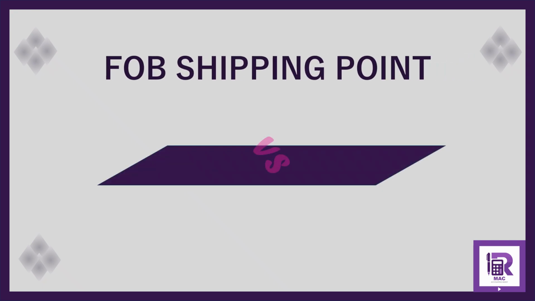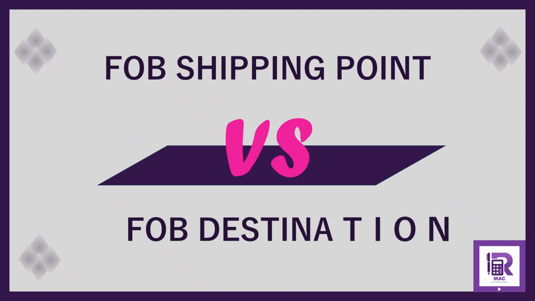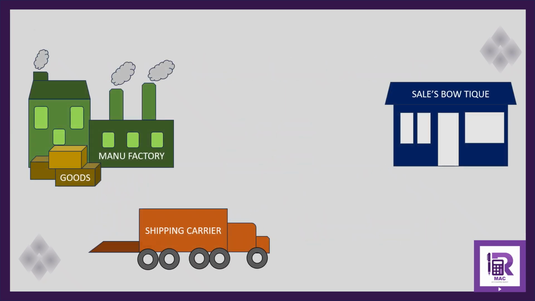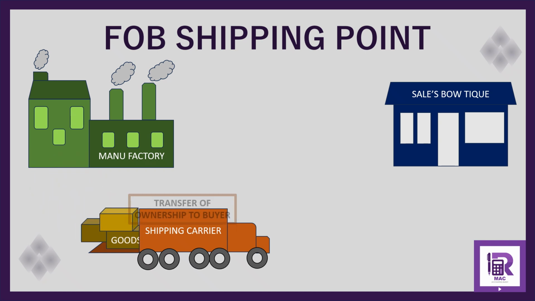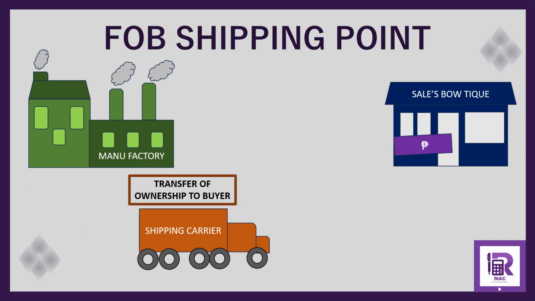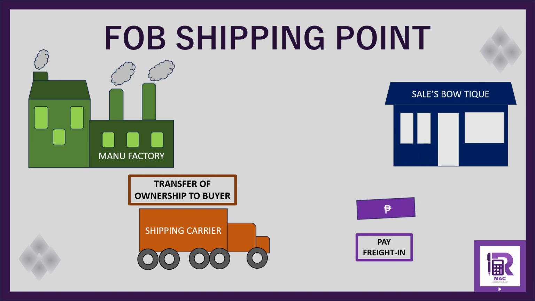Let's talk about the difference between FOB shipping point and FOB destination. In FOB shipping point, the ownership of the goods is transferred to the buyer upon shipment. As such, the buyer must pay the freight and record the inventory in his books upon shipment.